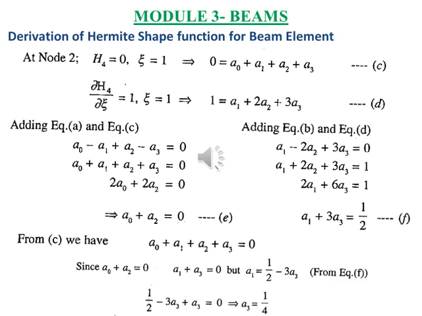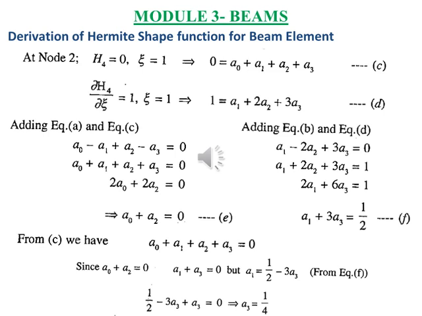Now rewriting at node 2 we have H4 is equal to 0, zeta is equal to 1, hence 0 is equal to A0 plus A1 plus A2 plus A3, which is equation C. Del H4 by del zeta is equal to 1, zeta is equal to 1, hence we will write it as 1 is equal to A1 plus 2A2 plus 3A3, which is equation D.